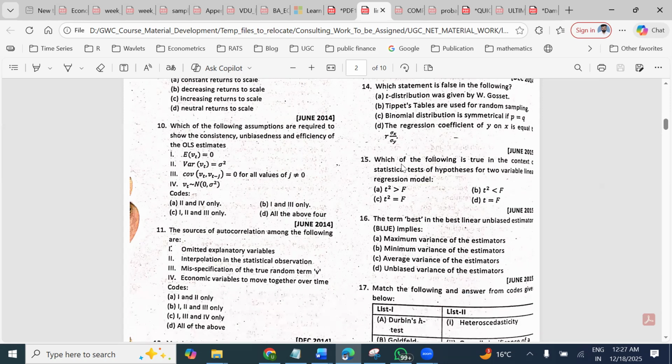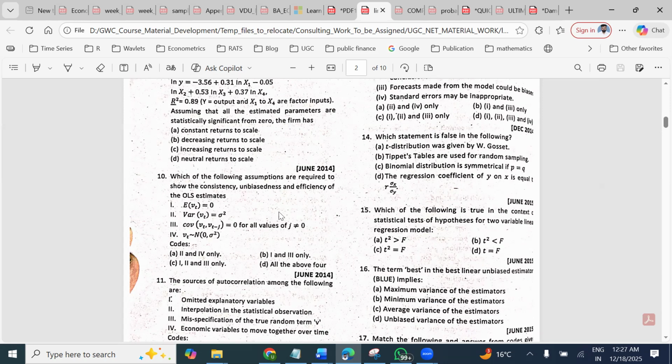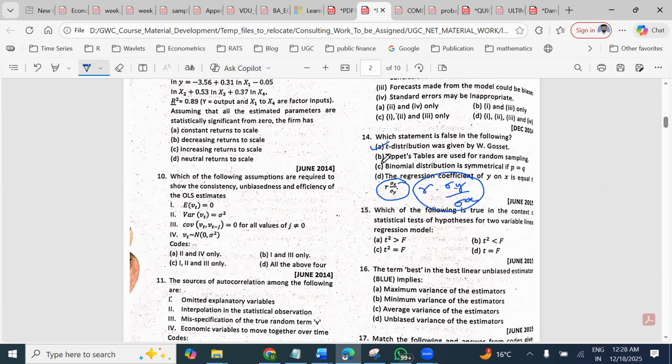Question number 14. Which of these is false? Can you tell me? Option D. That's what I am telling you. All other options are correct. So what will it be? It is r into sigma y by sigma x. Yesterday only we did this, right? So all other statements are correct.